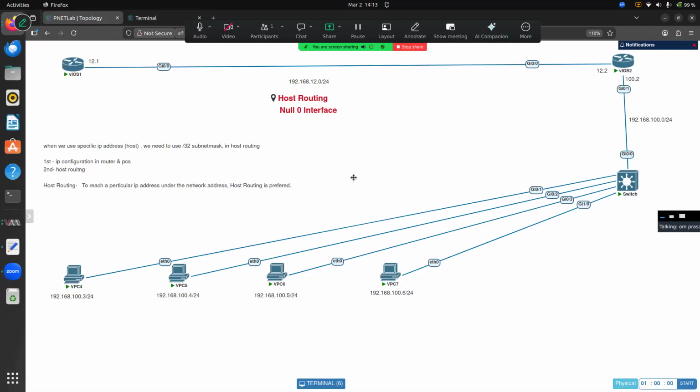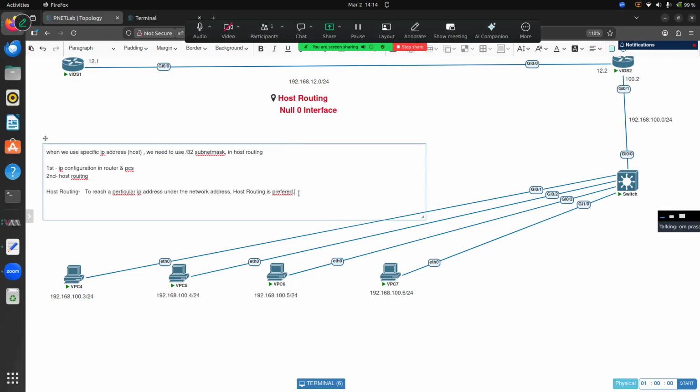So null zero interface means what? Null zero interface is a virtual interface. Any traffic directed towards null zero interface will be discarded. Okay. First, I am writing it here, then it is easy for you guys to understand. What is null zero interface? What I am telling now, if it is in front of you, it is easy to understand as well. With the definition, it will be easy.